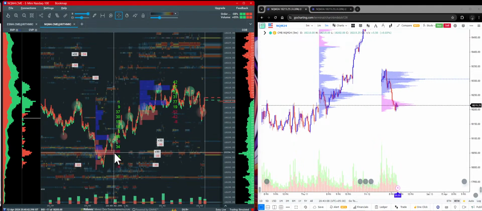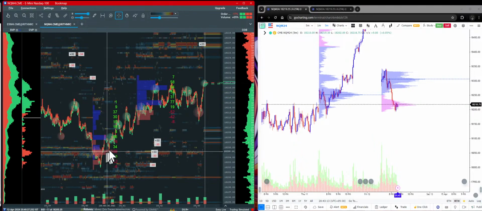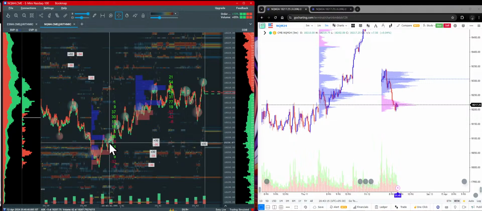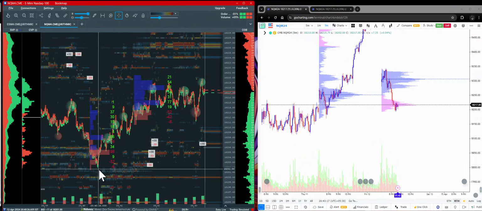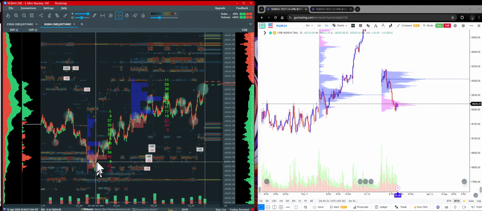Why am I calling it absorption? Because it tries to break this down, it doesn't, and it pops up again. So I will be very inclined to take an entry here. Again, the stop loss just above this liquidity zone, because if this breaks, I am going to see something like this. What has happened here.